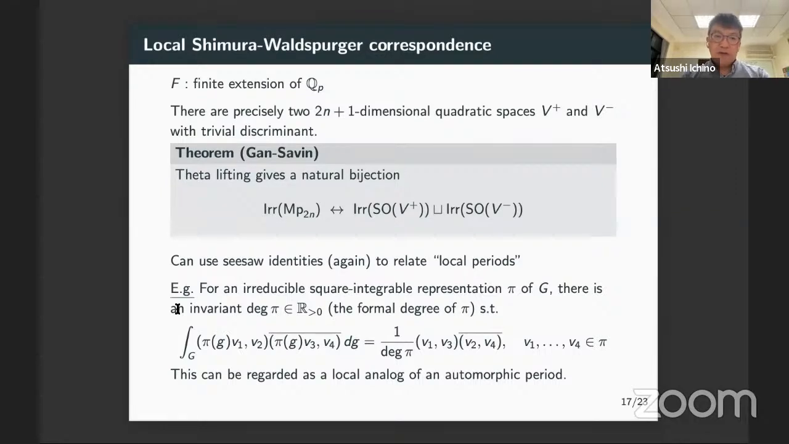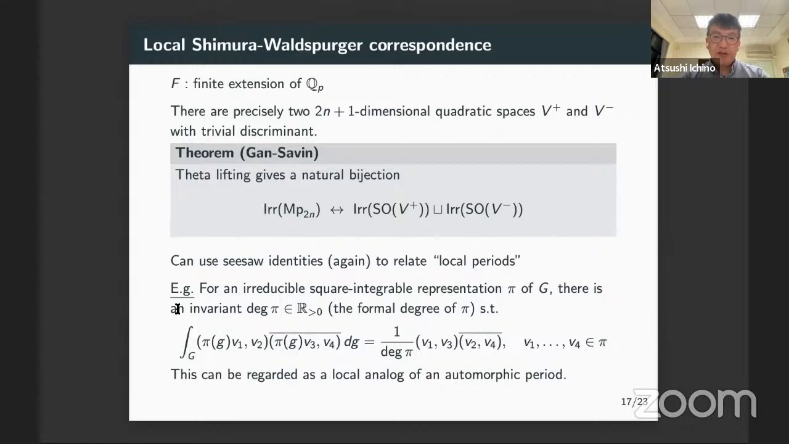And once one knows that this bijection is realized by the theta lifting, then one can try to use the seesaw identity again to get some local period. But what is a local period? I don't know it in general, but I know some examples.